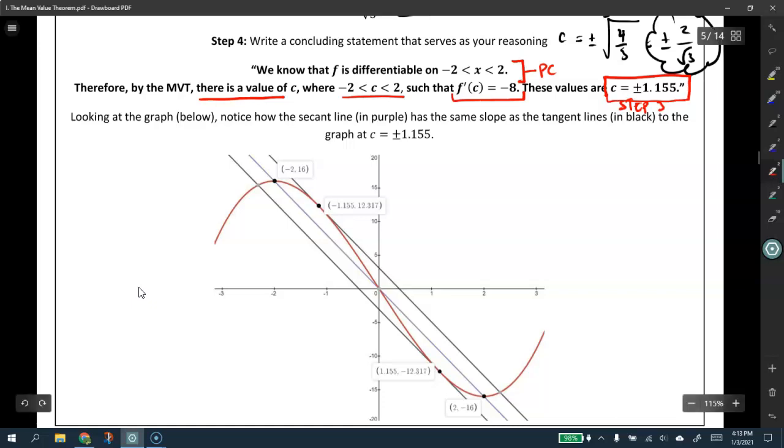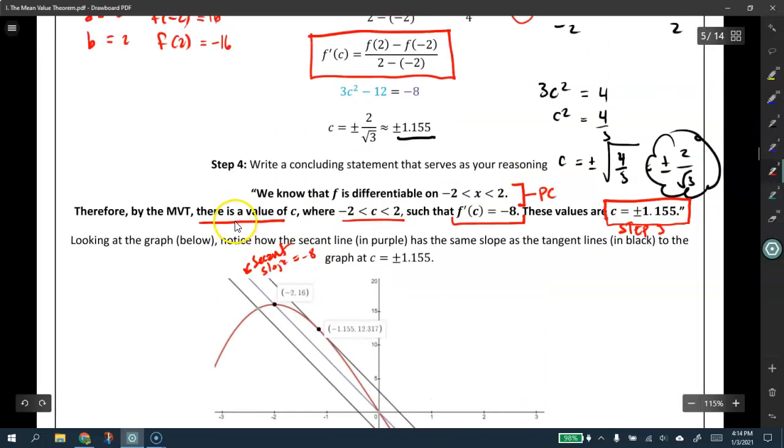Okay, really quickly as a picture, if you take a look at the lines that I've drawn for you here, the purple line is the secant line, right? That's the secant line, and so it has a slope that is equal to, what was it? Negative 8, right?